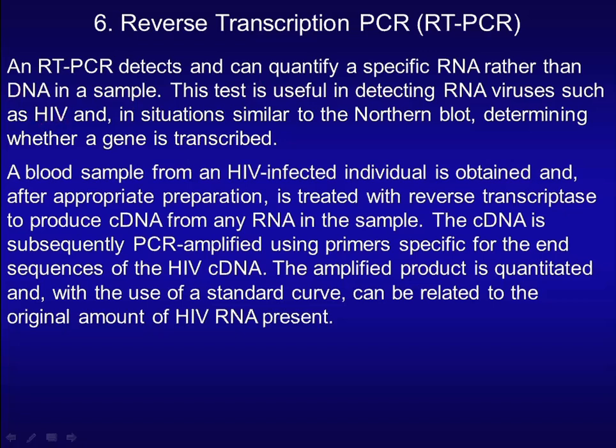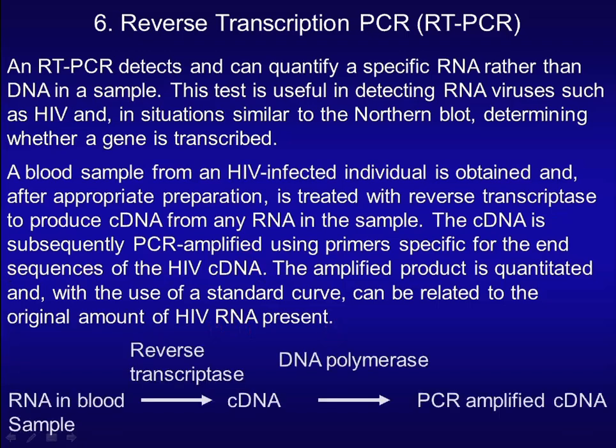A blood sample from HIV-infected individuals is obtained and is treated with reverse transcriptase to produce cDNA from any RNA in the sample. The cDNA is subsequently PCR amplified using primers specific for the end sequences of the HIV cDNA. The amplified product is quantitated and, with the use of standard curve, can be related to the original amount of HIV RNA present in that patient. This whole process is summarized in this chart.